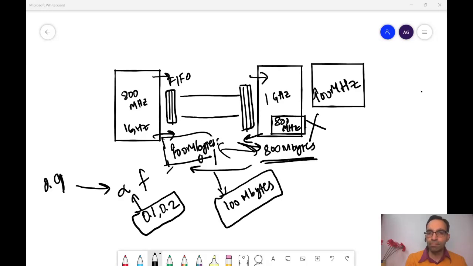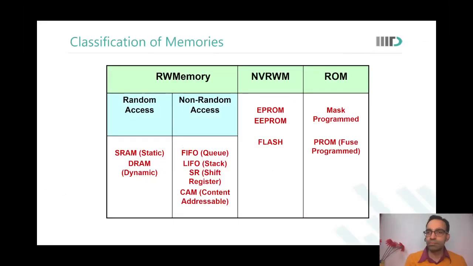We increase the frequency of the receiver's end, or we use something else, like we don't use FIFO or something else. So you cannot do anything else. You have to change the frequency to be able to match it. No other memory type or anything else will be able to match it. Okay.